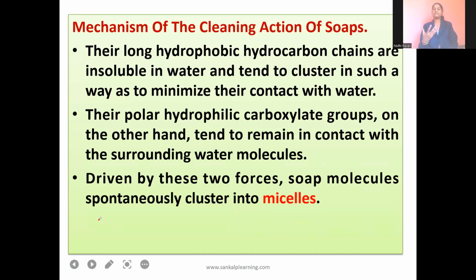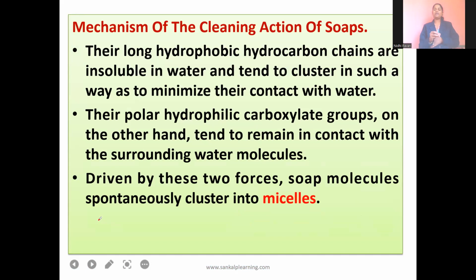Mechanism of the cleaning action of soap. Let us see what the process is. Their long hydrophobic hydrocarbon chains are insoluble in water and tend to cluster in such a way as to minimize their contact with water. Hydrophobic: hydro means water, phobia means fear. So the long hydrocarbon chains present in the soap do not attract water, they stay away from the water.